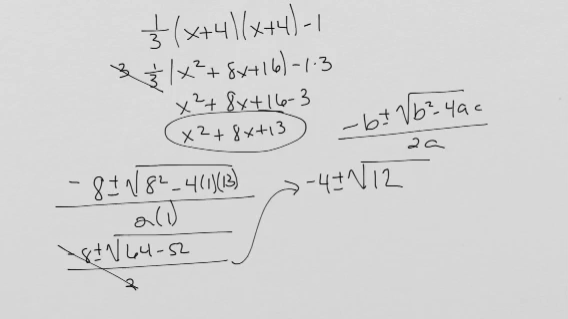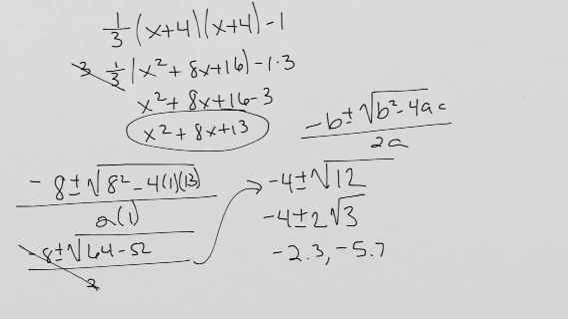If I really wanted to, I could pull some stuff out of there, and I would get -4 plus or minus 2√3. If I use my calculator, I would get out that my roots are -2.3 and -5.7 approximately. So this is a rough estimate of my intercept form of my equation.